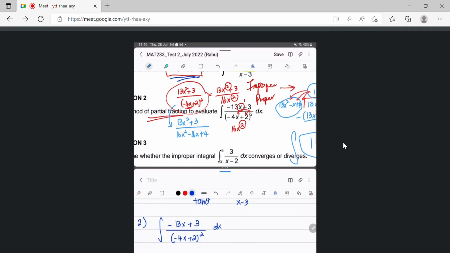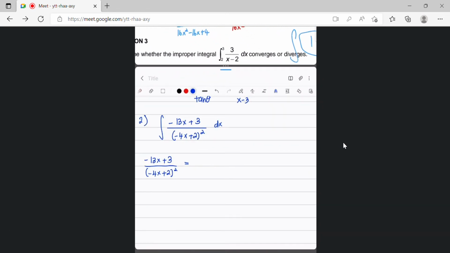Okay. Next, since proper, kita akan proceed dengan PFD. Okay, so PFD, ambil function sahaja. Negative 13x plus 3 over negative 4x plus 2 squared equal to, okay, for the PFD, we only have 3 types. Kita ada 3 jenis sahaja untuk PFD, partial fraction decomposition. Okay, apa itu 3 bentuk?